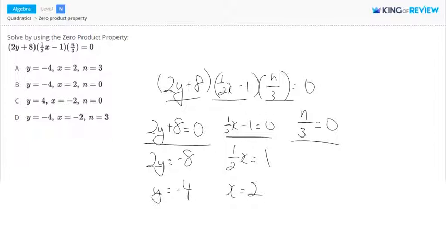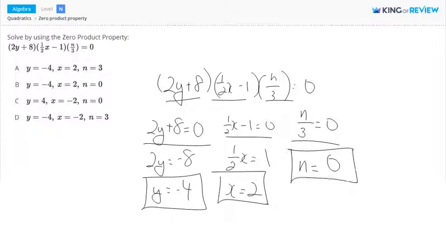And then for the last one, well, if we multiply both sides by 3, we know that n is equal to 0. So the answer is going to be this. And therefore, the answer is going to be B.